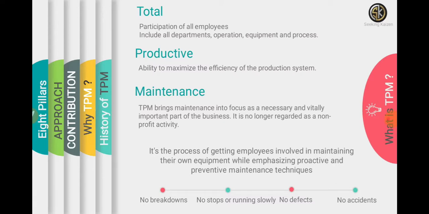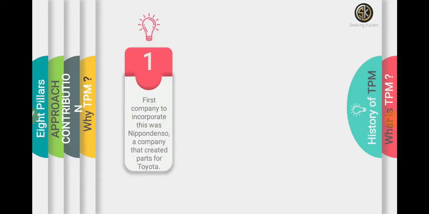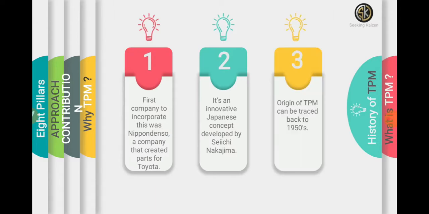Okay, now let's proceed to the second topic, which is history of TPM. The first company to incorporate this was Nippon Denso, a company that created parts for Toyota. Second thing, this is an innovative Japanese concept developed by Seiichi Nakajima. The origin of TPM can be traced back to the 1950s. So we need to understand here that since 1950 people have been very much aware of these activities, and these activities are basically helping them to achieve targets.